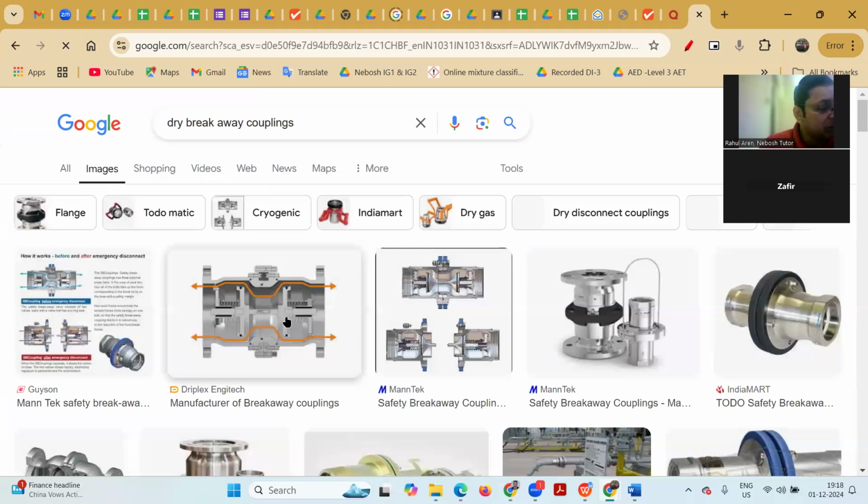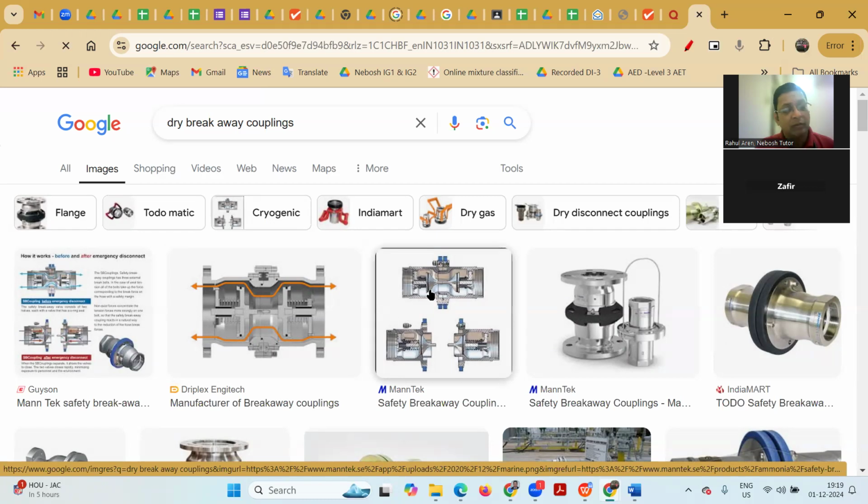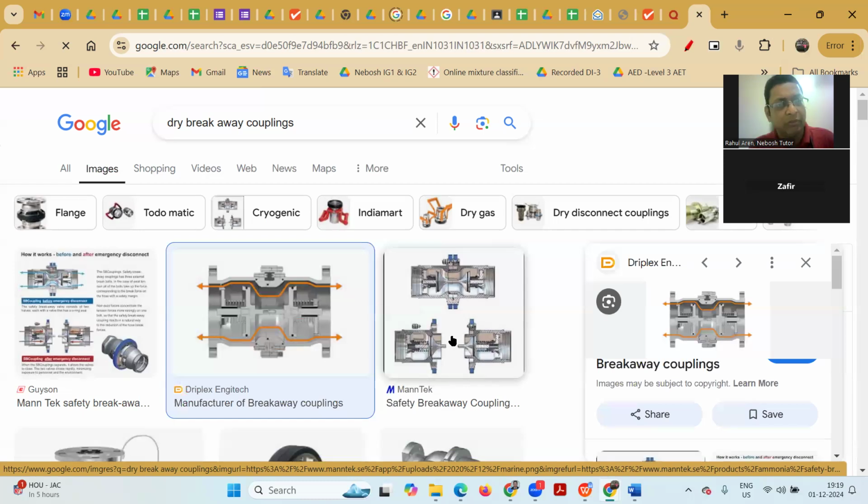This is designed in such a manner that the breakaway coupling will break. If you see this one particular way, once you break it, it is spring loaded, and that will be part of it.